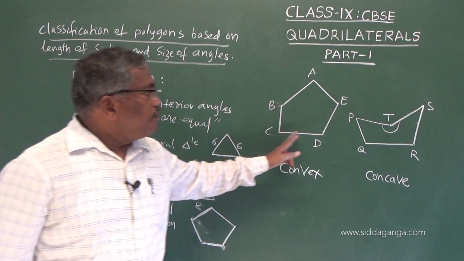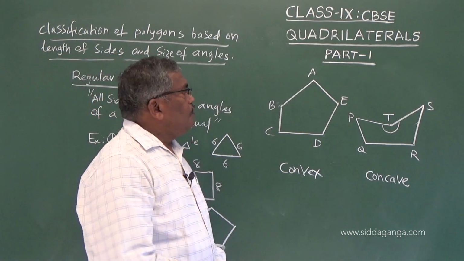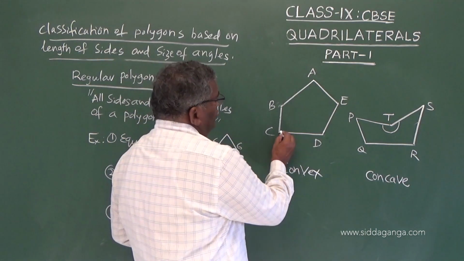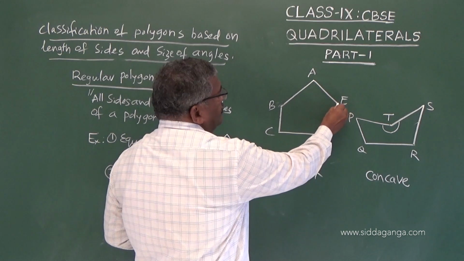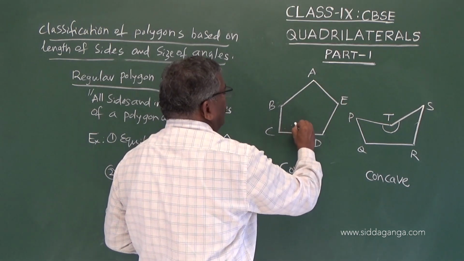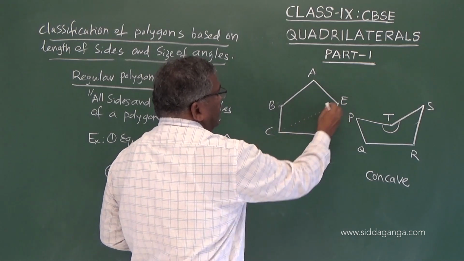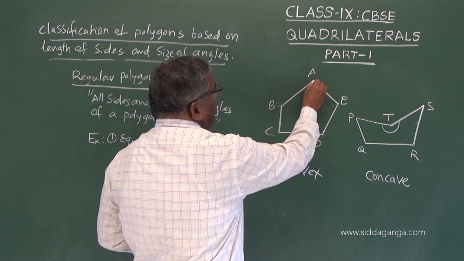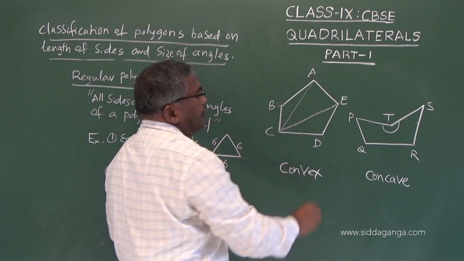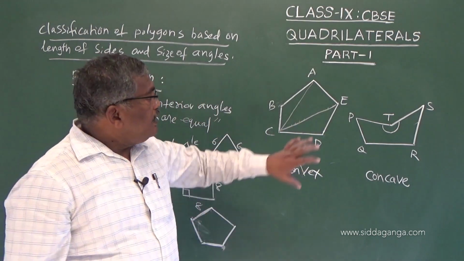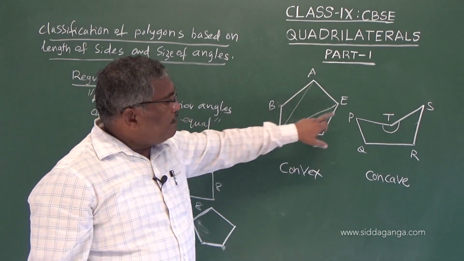So this is the difference between convex and concave. One more important thing you have to observe here: if you join any vertex with the opposite sides, let us say CE, the CE line, that is a diagonal, and the AC line, you can see these are entirely inside the diagram, in the interior region of the closed diagram.